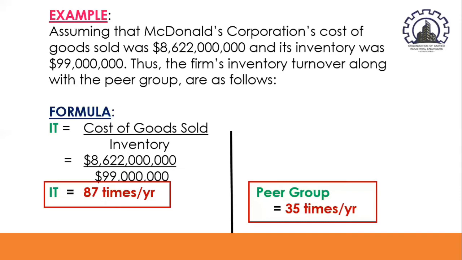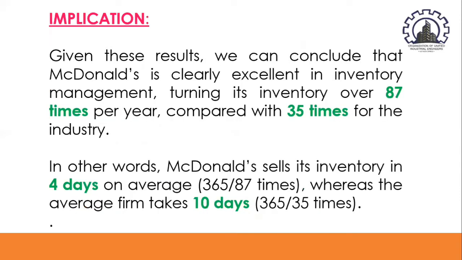Now, given these results, we can conclude that McDonald's is clearly excellent in inventory management, turning its inventory over 87 times per year compared with 35 times for the industry. In other words, McDonald's sells its inventory in 4 days on average, which is computed as 365 days in a year divided by 87 times, whereas the average firm takes 10 days only.